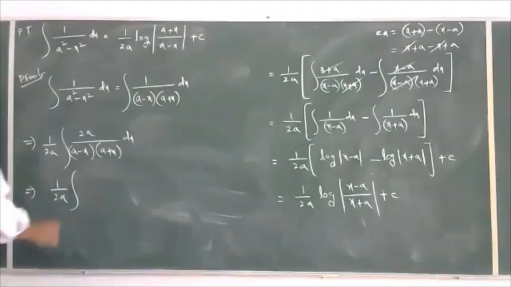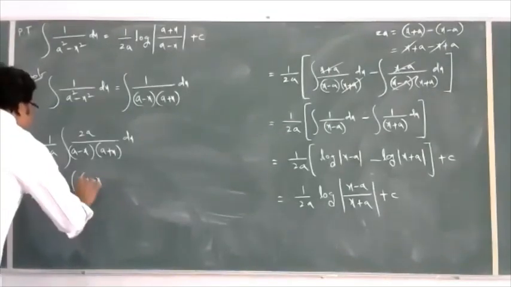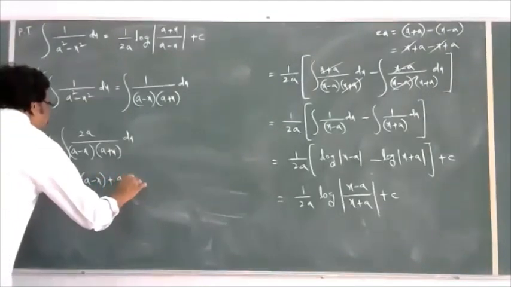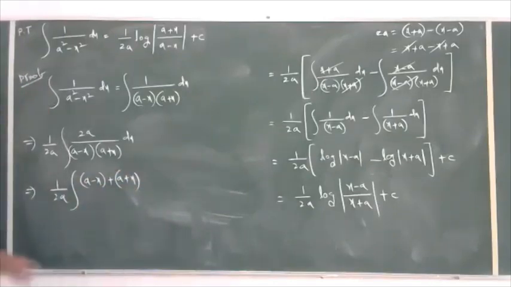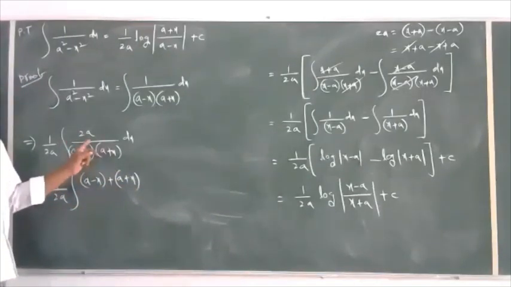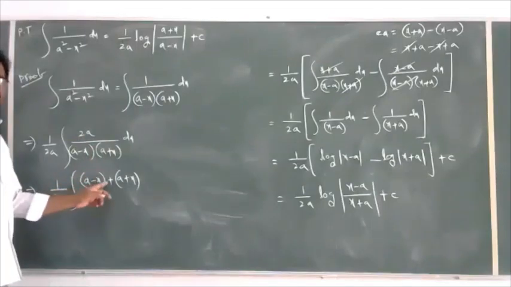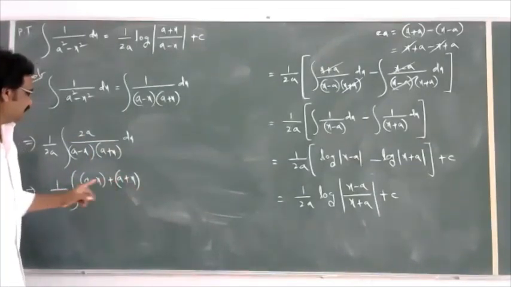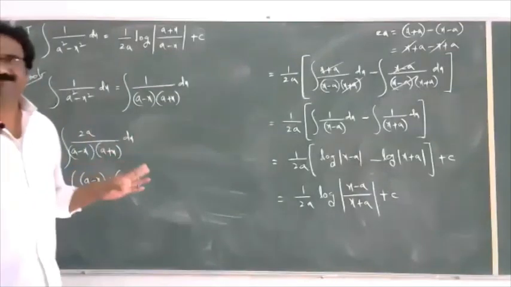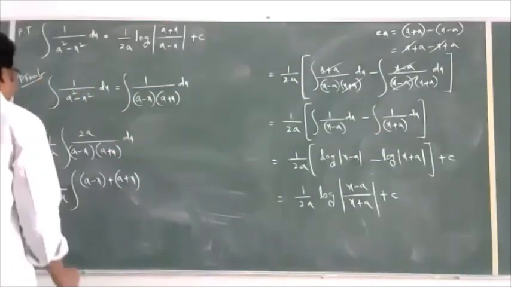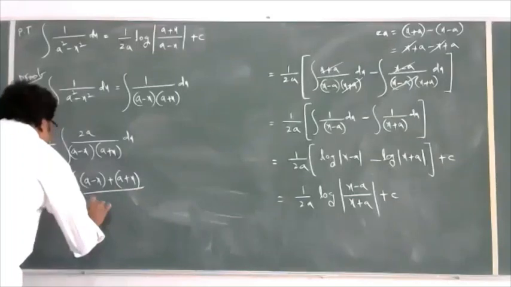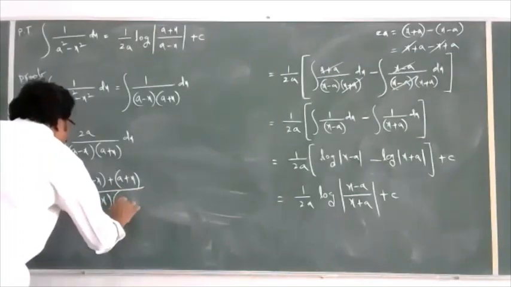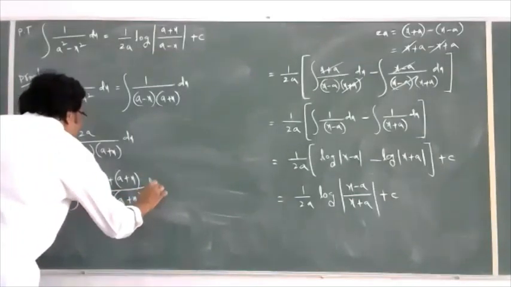Here 2a is a minus x plus a plus x. That is, minus x plus x cancel, and a plus a is equal to 2a, over a minus x into a plus x dx.